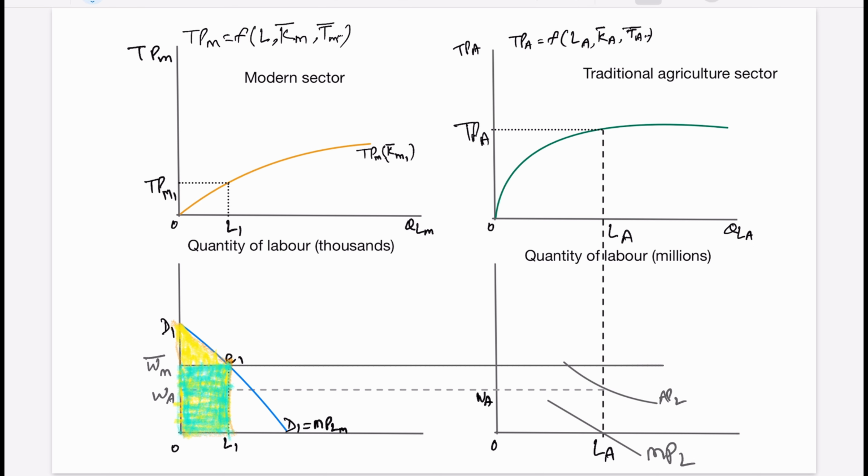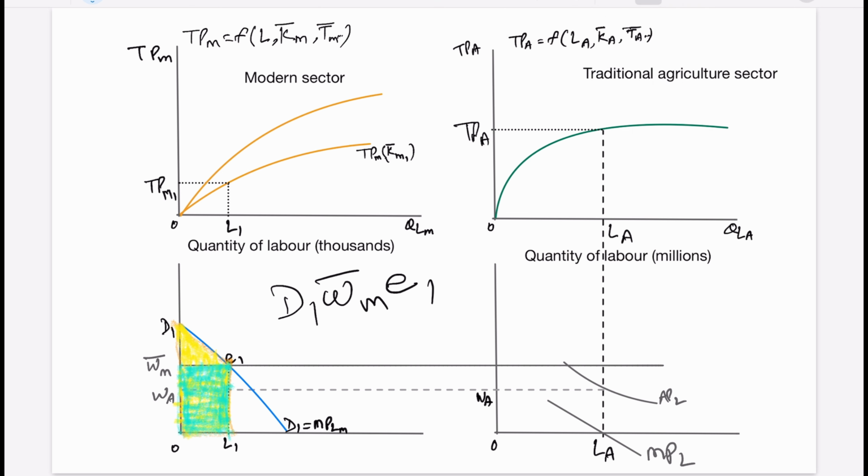So the remaining portion, that is D1 W bar M E1, is the profit portion, which the industrialist is assumed to reinvest in the industry. So now what is going to happen is that when the industrialist reinvests this, we will have a higher capital stock, that is K2 bar.